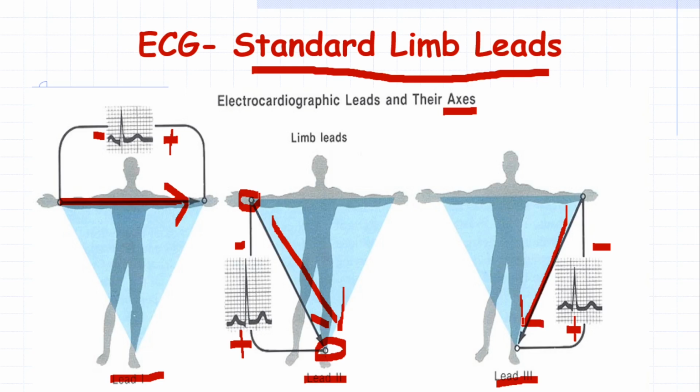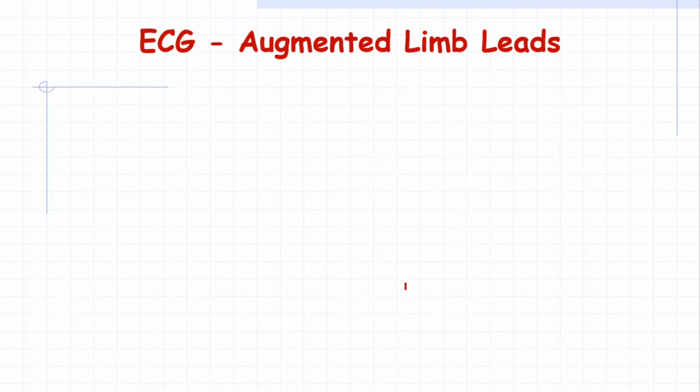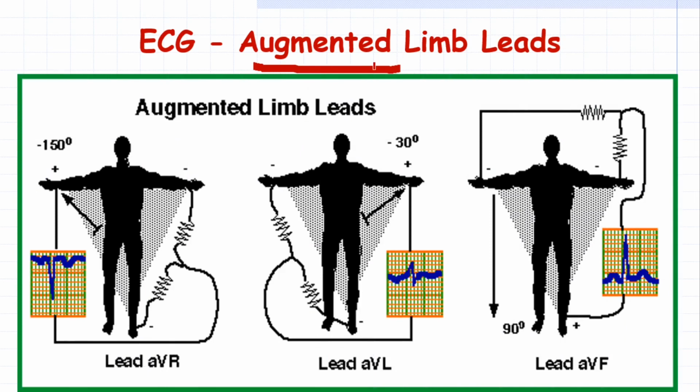So this is how the electrodes are placed in the standard limb leads, and their axes. Let us move to the second group, which is again the limb leads, but these are the unipolar ones. They are called augmented limb leads. Here the electrodes are kept over the limbs in such a way that the potentials are magnified. The amplitude of that potential is increased by 50%, so it is called augmented. Let us see the placements and the axes of all these three leads.